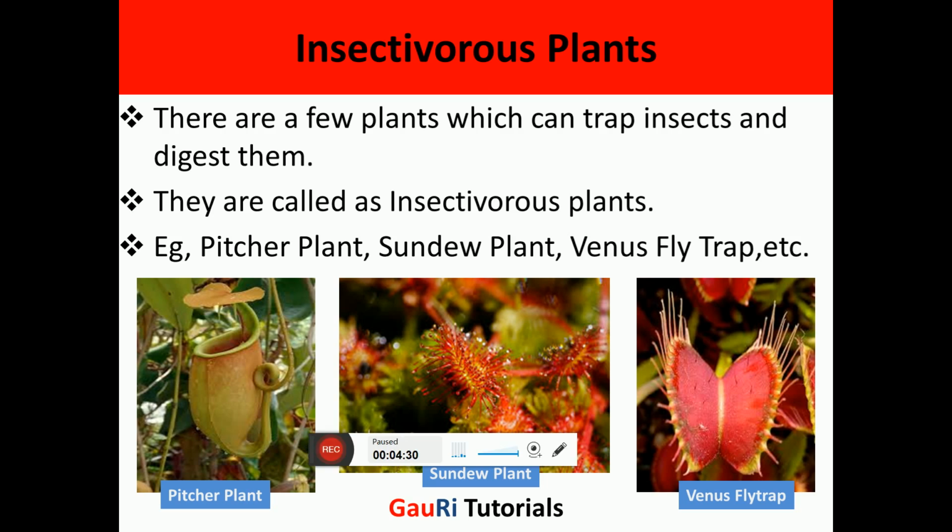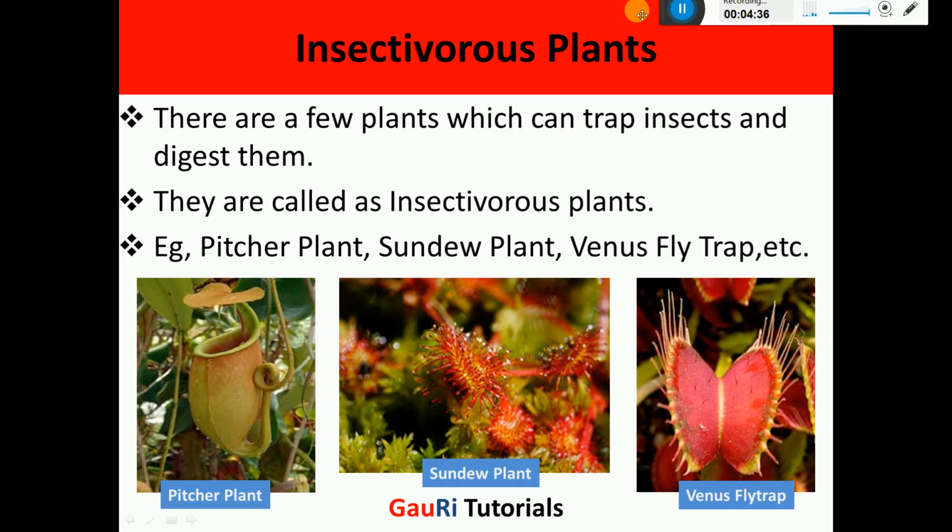Now here you can see in this diagram, this is a pitcher plant, and you can see this kind of structure. This is called the pitcher. The insect enters into this pitcher because it is attracted towards it, and then there are hairs which trap it, and also there are digestive secretions inside, and the insect is digested.